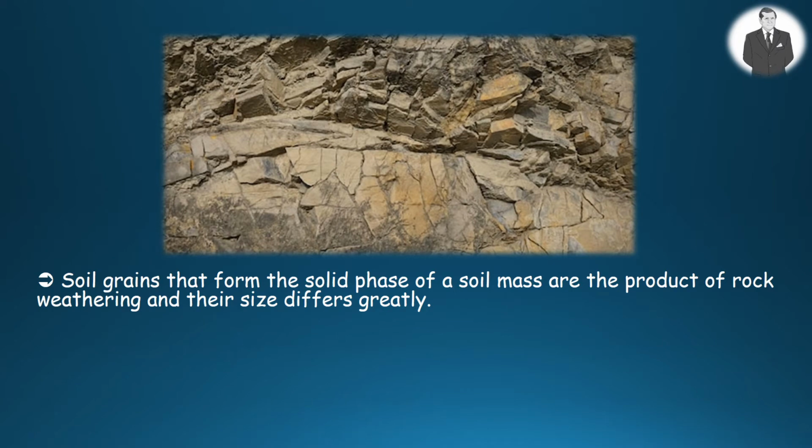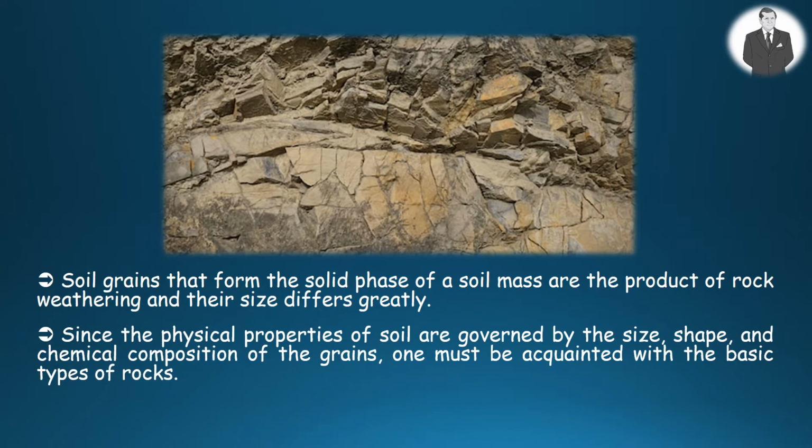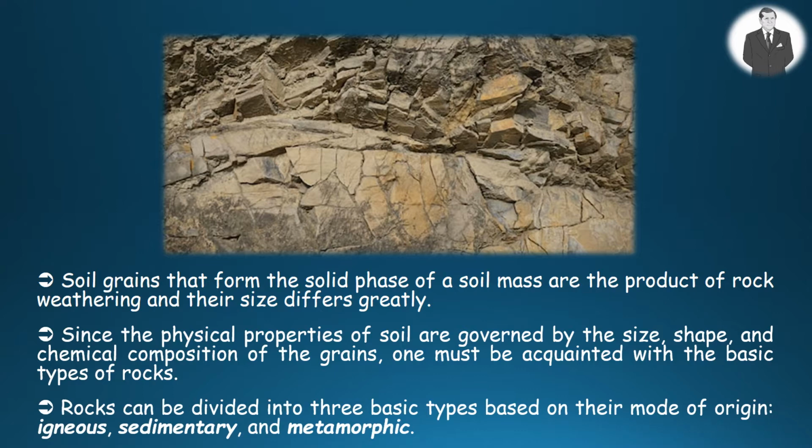Soil grains that form the solid phase of a soil mass are the product of rock weathering, and their size changes greatly. As the physical properties of soil are dominated by the size, shape, and chemical composition of the particles, one must be familiar with the basic types of rocks. Rocks can be categorized into three basic types based on their mode of origin. They are igneous, sedimentary, and metamorphic rocks.